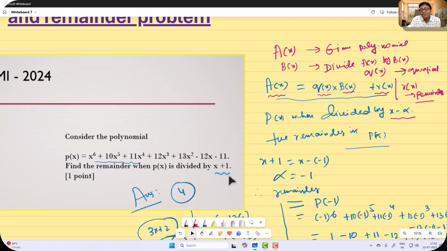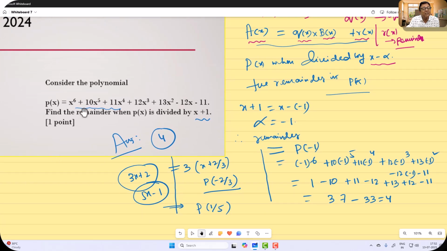When you divide by x plus 1, the remainder will be what? x plus 1 you will write in the form x minus alpha, so alpha is going to be minus 1. So it is very easy to calculate p(minus 1): just replace x by minus 1 everywhere. Minus 1 to the power 6, 10 into minus 1 to the power 5, 11 into minus 1 to the power 4, minus 1 here, minus 1 here, minus 1 here, just minus 11. So the remainder is going to be equal to 4.